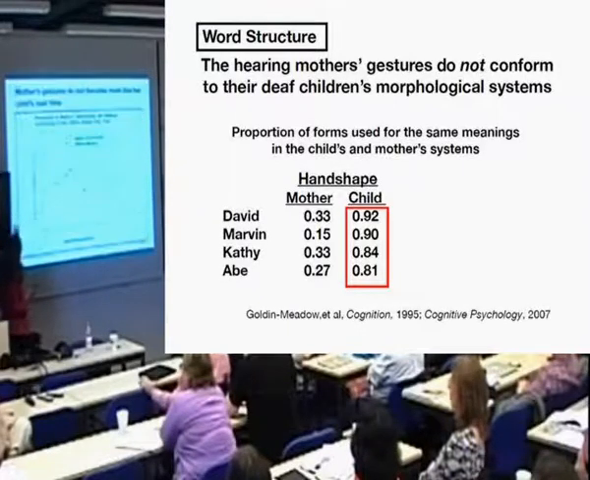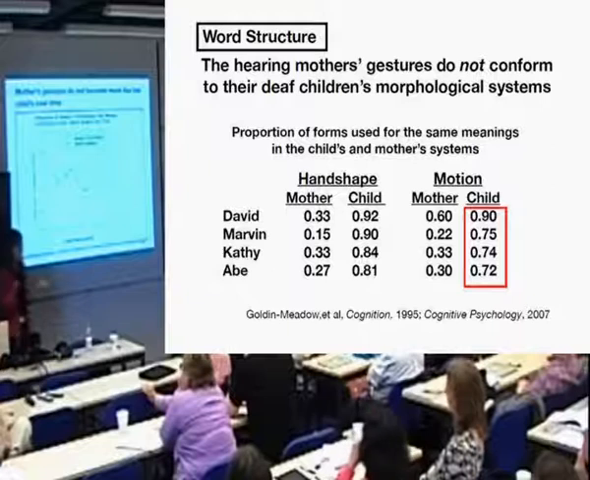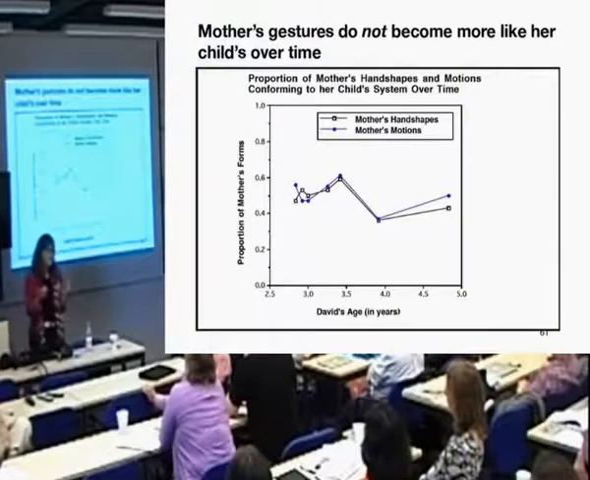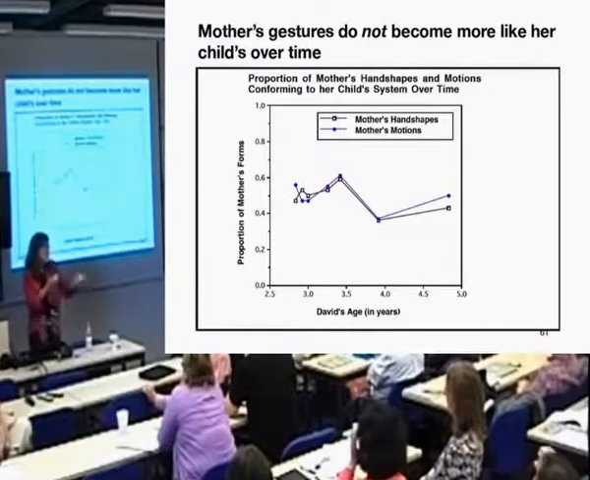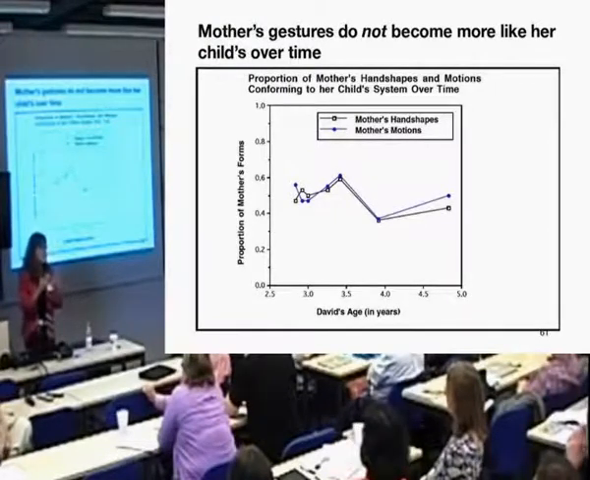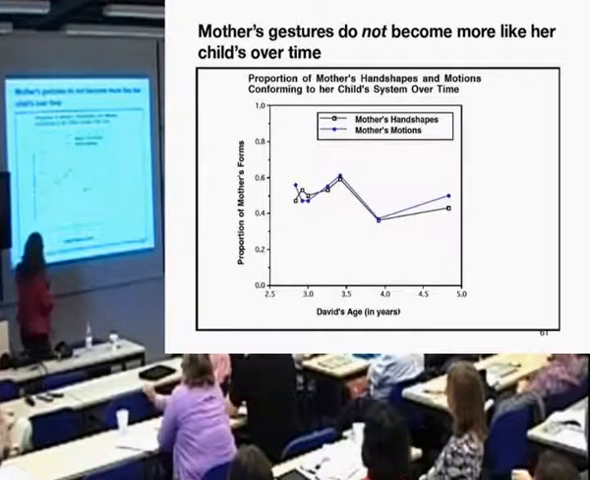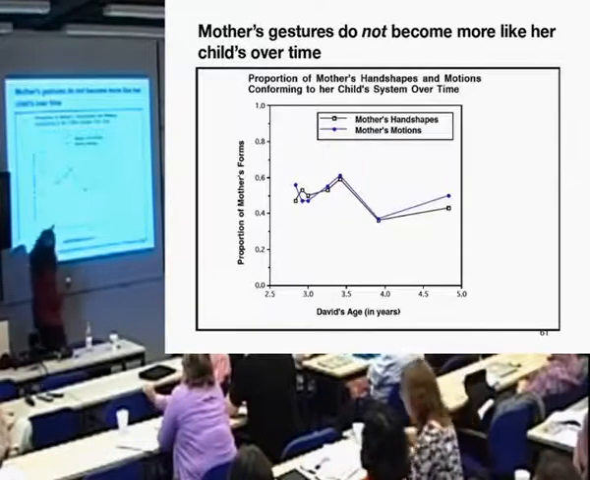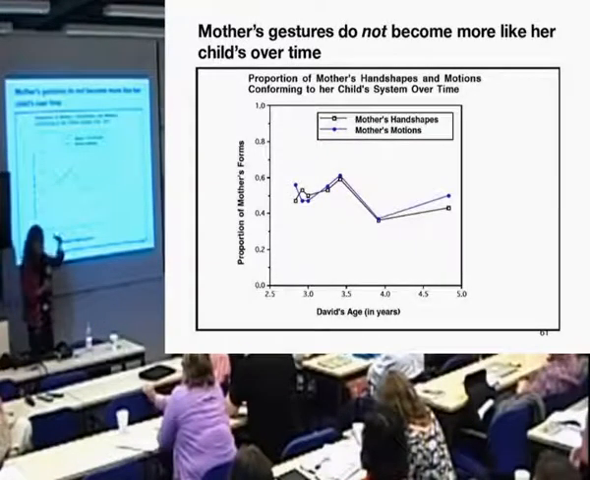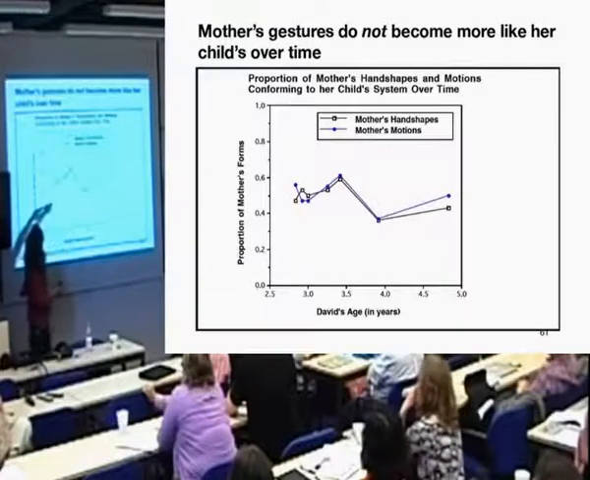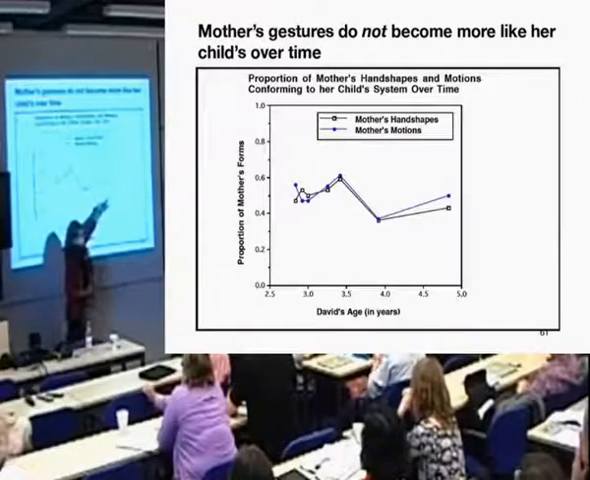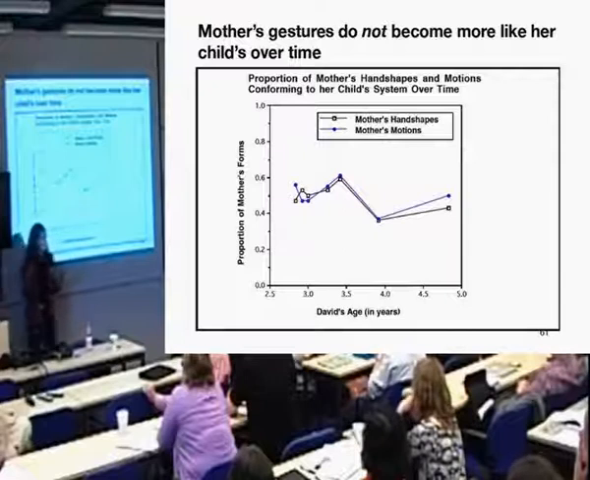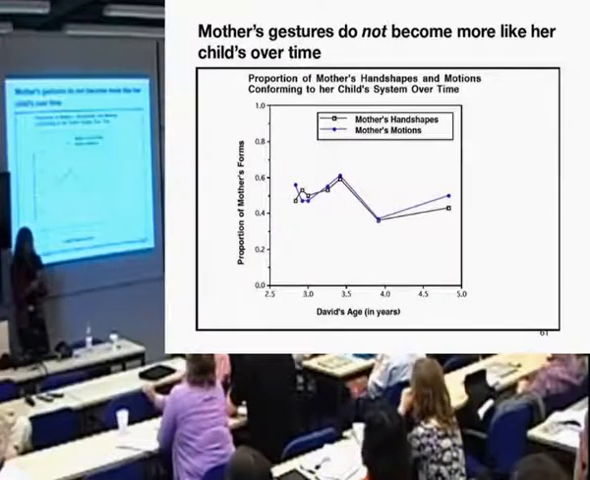Okay? And then finally, we also looked across time. So mothers and kids are interacting every single day over time. Mom's going to get more like kids, kids are going to get more like moms. That's the way it should work. But in fact, what we did is we looked at David over a two-year period and tried to fit mother's handshapes, mother's motions, to the kid's handshape system and motion system. 50% fit at the beginning of the two-year period, 50% fit at the end. She's not moving anywhere. He's not moving toward her, she's not moving toward him.